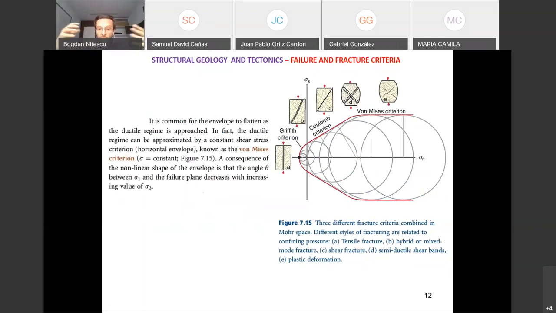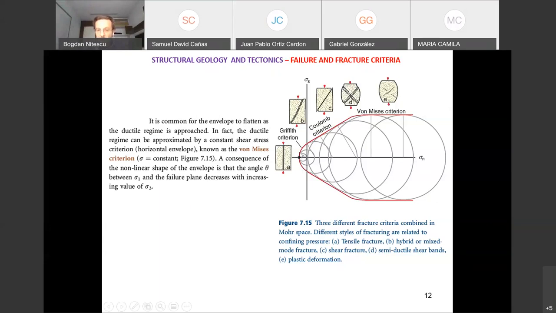So by doing many experiments for each type of rock, you end up with something like this. Let's say in the tensile part, you have a criterion like the Griffith criterion, a parabola. And then you might have something like the Coulomb criterion. Or it could be a more curved envelope. It doesn't have to be a straight line, but let's say this rock has a Coulomb criterion. And so here you had tensile fractures.